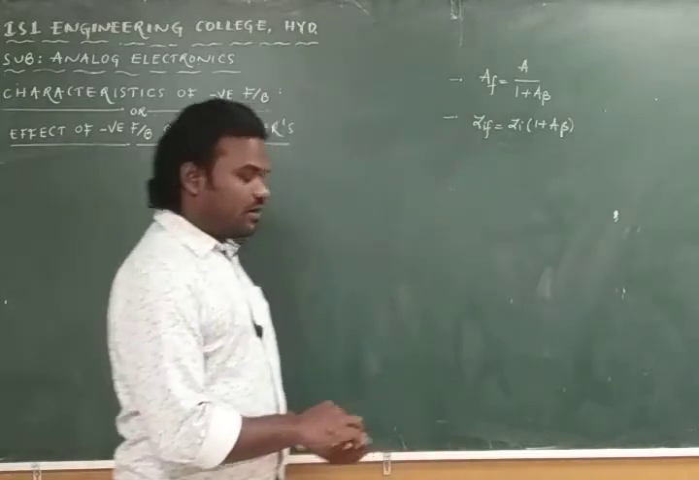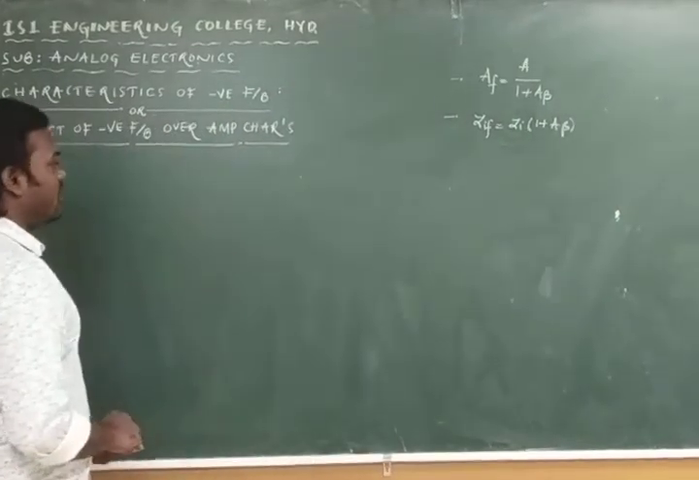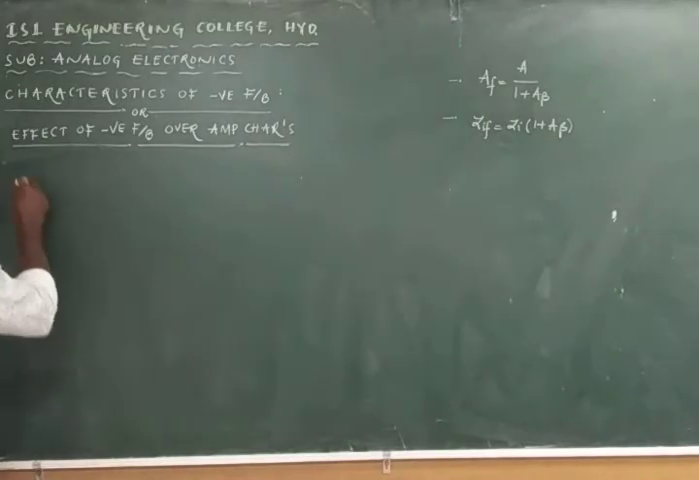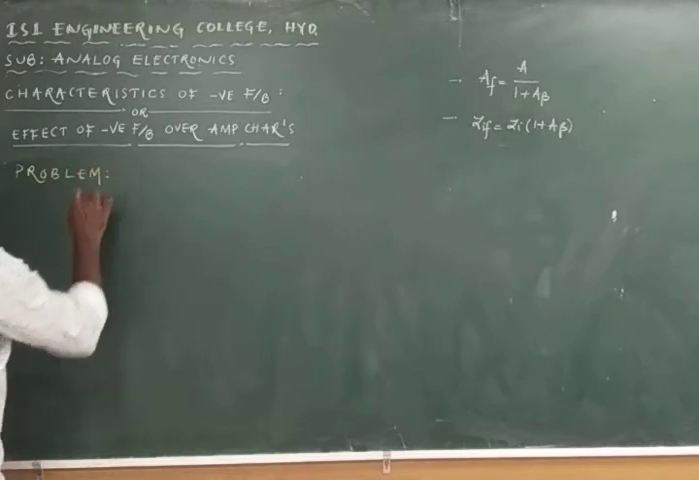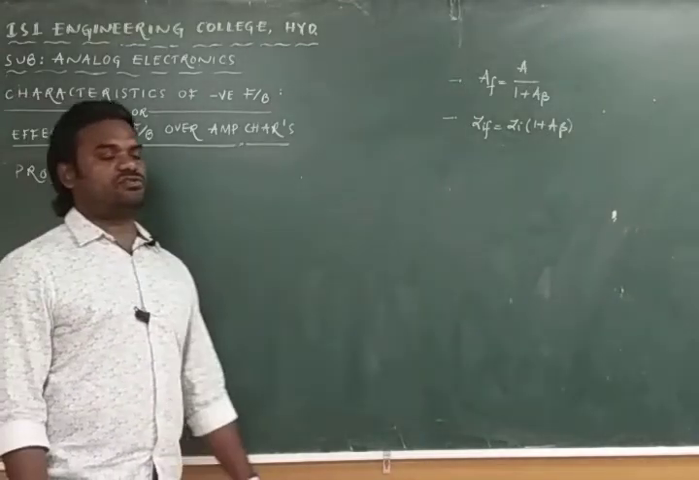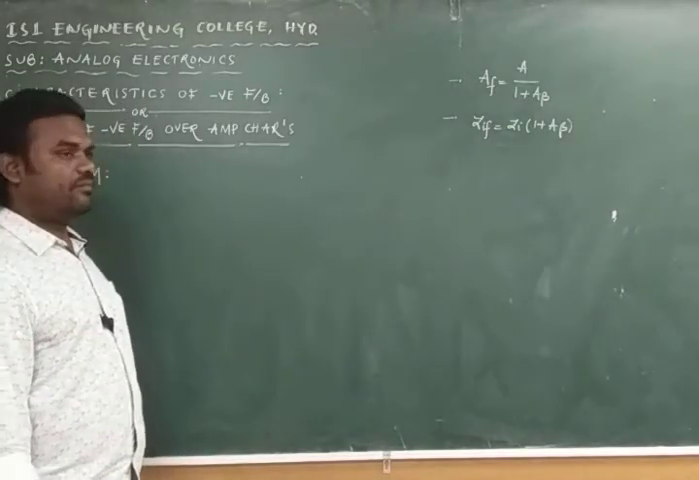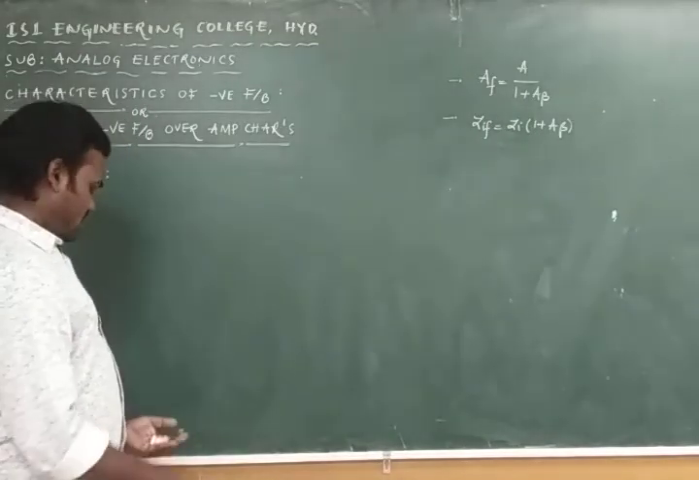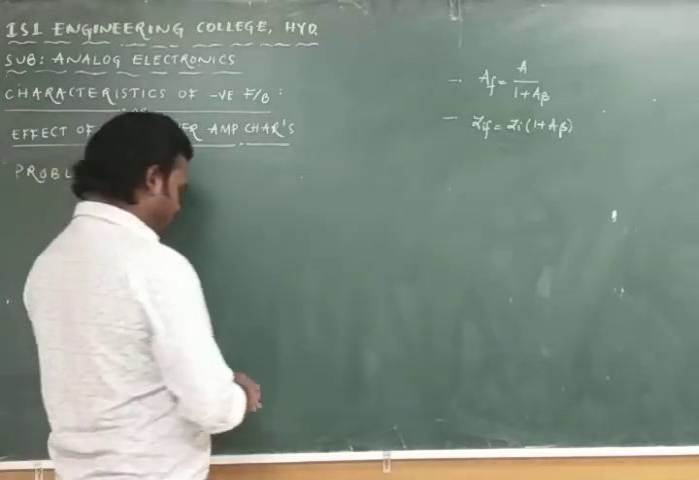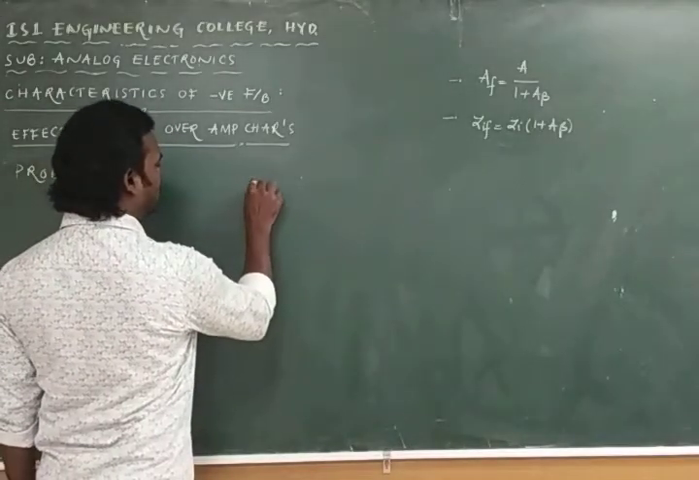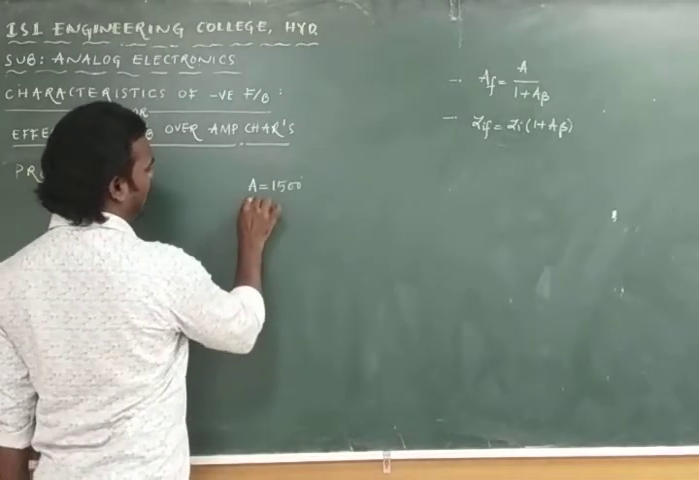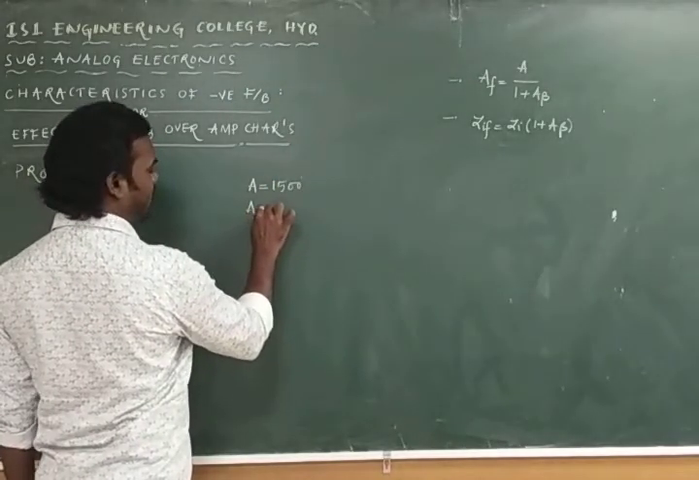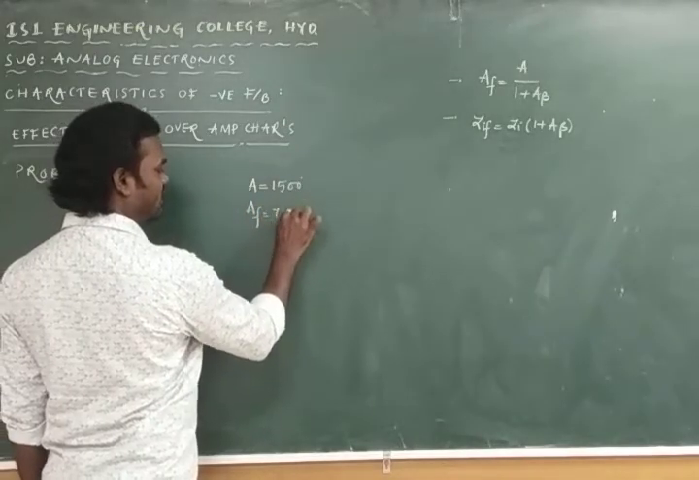Today I am going to solve one problem. The problem is given as: an amplifier section is employed with the negative feedback, with the open loop gain A equals 1500, and the closed loop gain is about 750.